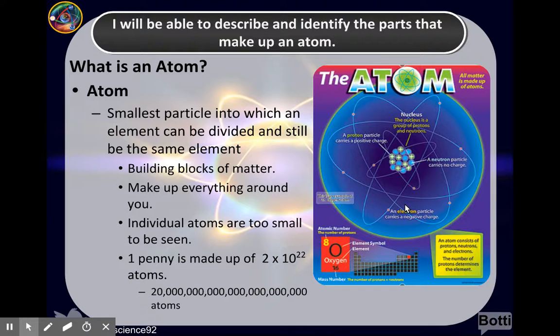Individual atoms are way too small to see. We've used microscopes to look at cells and different organelles and things like that, but those cells are made up of atoms, and our microscopes are not nearly powerful enough to see such things. For example, a penny is made up of 2 times 10 to the 22nd power atoms. I believe that's 20 septillion atoms. So that's a whole lot. And pennies aren't that big.